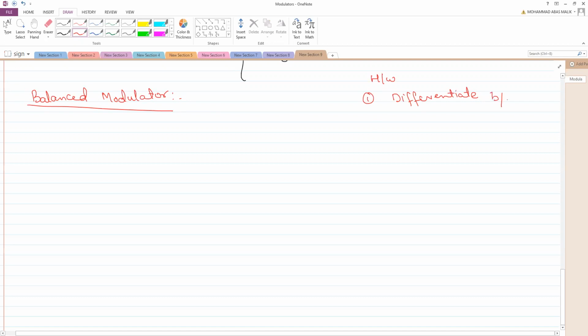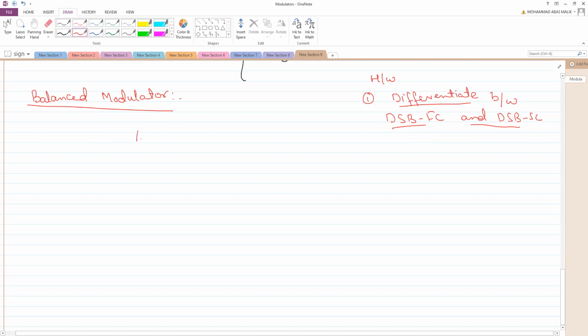Differentiate between double sideband full carrier and double sideband suppressed carrier. Differentiate means just draw the comparison and write everything that's needed for this and this. Everything means the mu value, the power value, and all these equations, you just write down. Maybe this question may come in your exam, maybe, I don't know. But you just try to do all these things. So for the balanced modulator, I will just draw the diagram and tomorrow we will study this in detail.